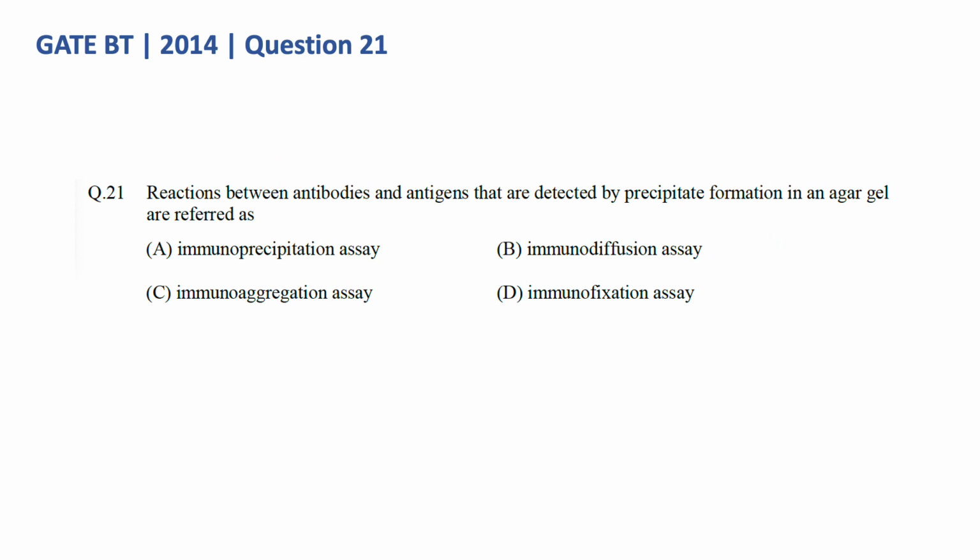In this video, we're going to look at question number 21 from the GATE Biotechnology 2014 paper. So the question is, reactions between antibodies and antigens that are detected by precipitate formation in an agar gel are referred to as: option A, immunoprecipitation assay; option B, immunodiffusion assay; option C, immunoaggregation assay; and option D, immunofixation assay.